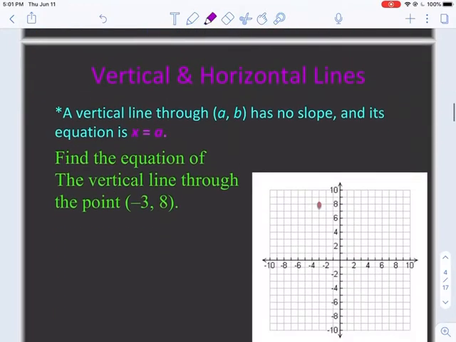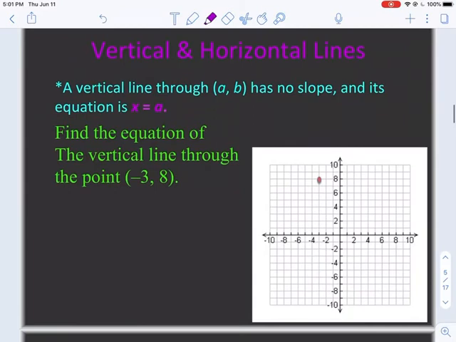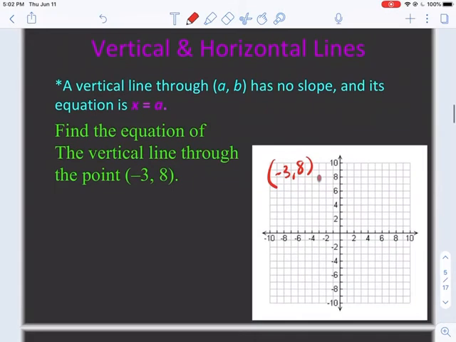Okay. So now the vertical and horizontal lines sometimes cause problems for people. So what I did is I have a point on the graph. That's the point negative 3, 8. So what I'm going to do is label that here in red, negative 3, 8. And it says a vertical line through AB has no slope, and its equation is x is equal to a. So think about this as x is a, and then it kind of clarifies things.